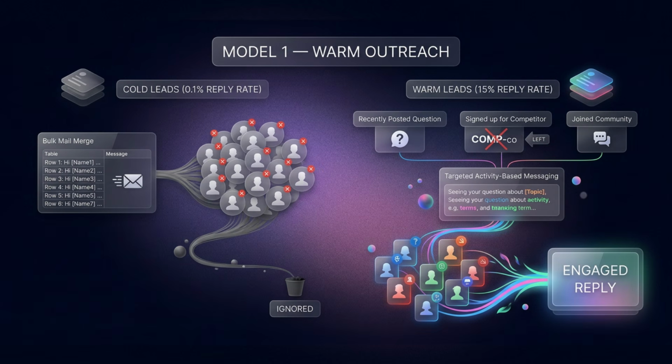Model 1. Warm outreach. Cold outreach has a bad reputation because most people do it wrong. They send the same message over and over again and wonder why they don't get responses. That's not outreach. What actually works is reaching out to people who recently showed intent. Someone who just posted a question about your problem, someone who just signed up for a competitor, someone who just joined a community around the exact topic your product addresses.